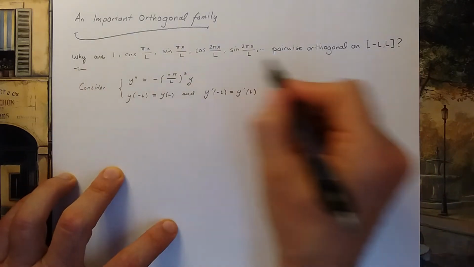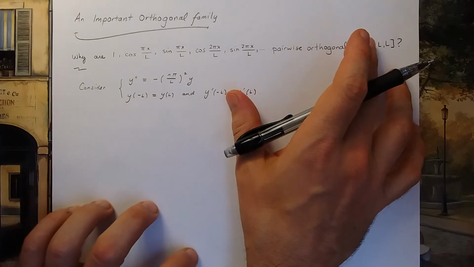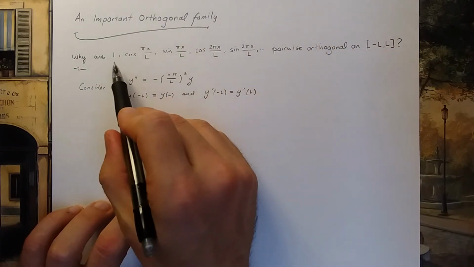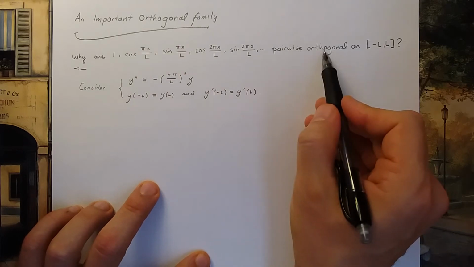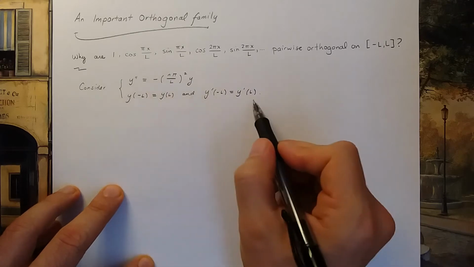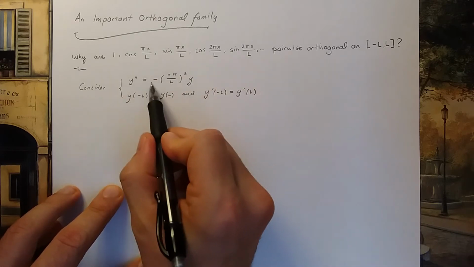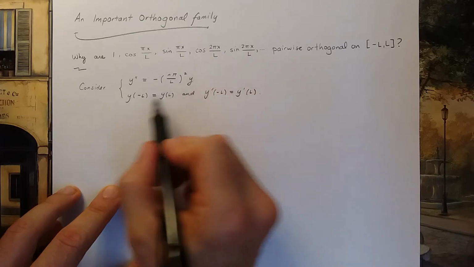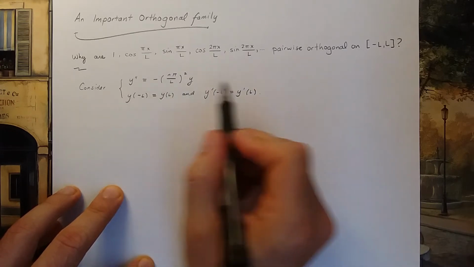This is actually a very important example, as we'll see going forward, so I wanted to use this video to explain why they are pairwise orthogonal. The reason comes from this differential equation I've written down. Y double prime is negative this constant times y. I also wrote down some other conditions.